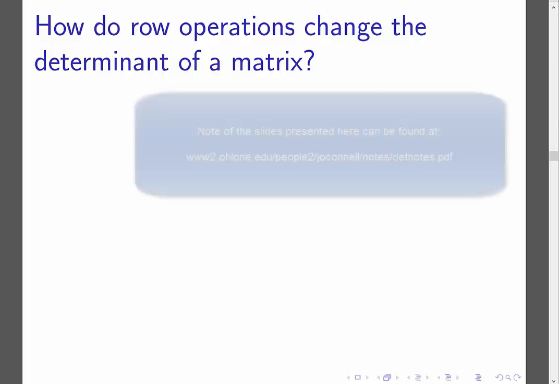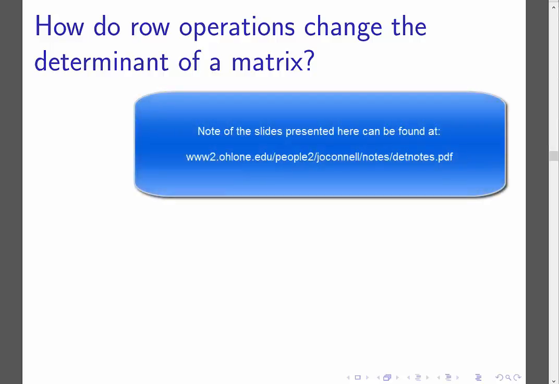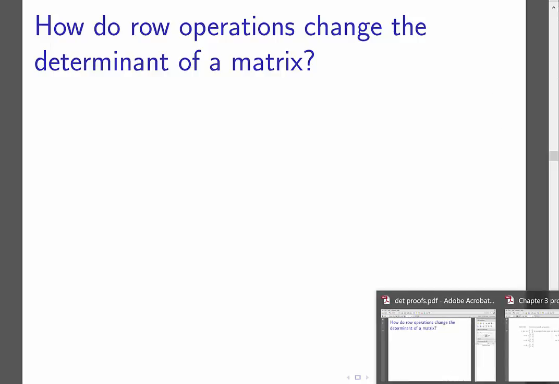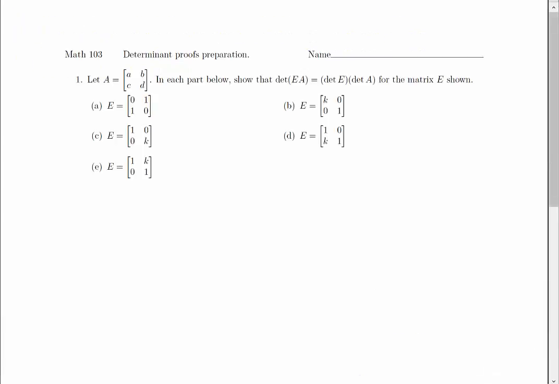So this is the second video in a series of videos that we will be looking at that have to deal with theorems and proofs about determinants of matrices. A couple of things. I will assume, first of all, that you've watched the first video, and also that you have looked at the first problem on what I called the determinant proofs preparation page.